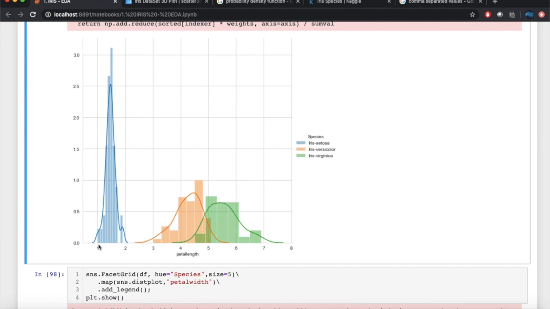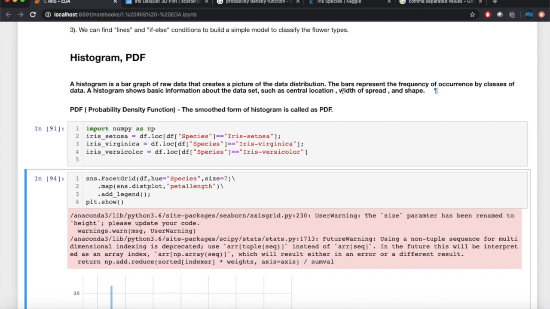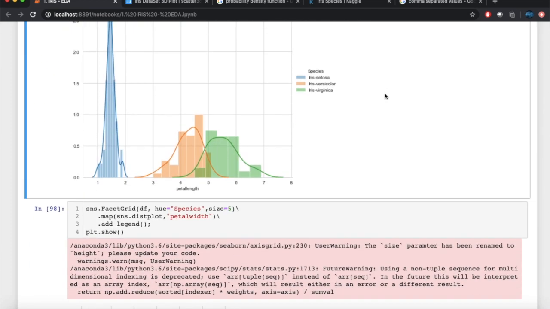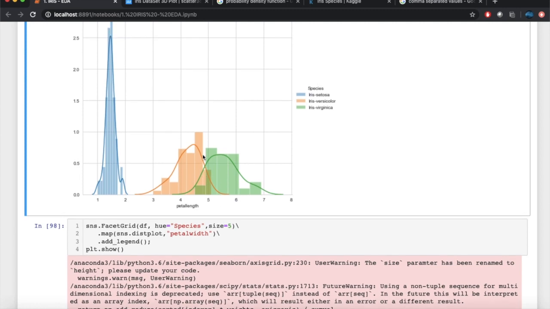You see that for setosa it is very steep because they have a small range, but for versicolor it has a huge range, and for virginica it has a good range. So it also determines the width of spread, and also the shape of our dataset. We also get the visualization of the intersection of two datasets. Like here, versicolor and virginica both are overlapping, so we get to see this.